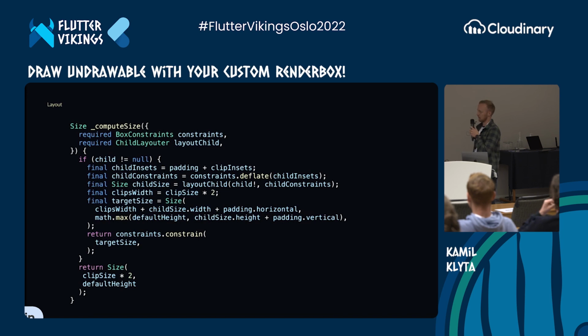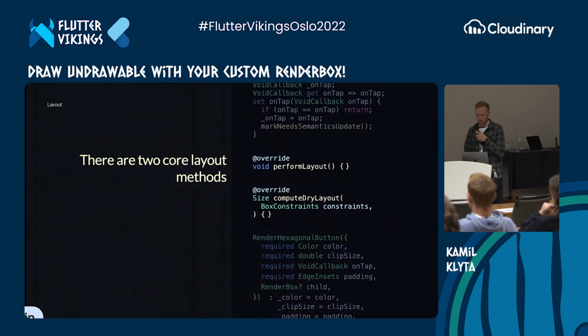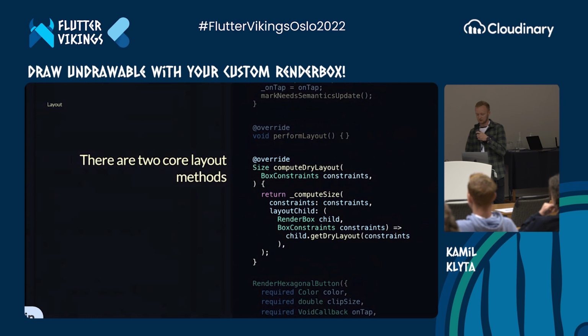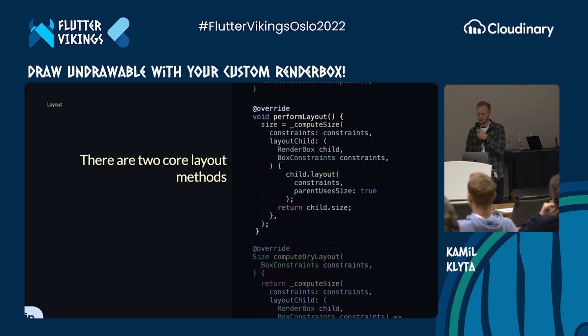So this is the implementation. The maths will differ for any type of shape, for different render boxes, so there's nothing important here really. But the important thing is that in the compute size method, we are providing the constraints as the argument, the constraints provided to us from the parent, so the size that we could take. And in the layout child, there's a difference in layouting. From the child, we are also getting the dry layout method, so basically the size computed by the compute dry layout method of the child.